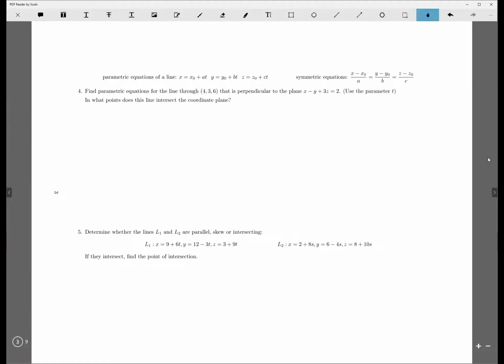Okay, so let's go on to number 4. Let's find the parametric equations for the line through this point that is perpendicular to the plane. So here we have a plane, and there's one thing that I will just tell you right now, but we'll show you later. I don't know if we'll get that far today, but about planes, okay?